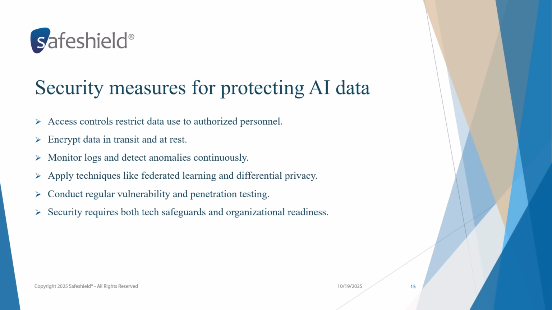Third, organizations must implement robust monitoring and logging. Continuous oversight of data access, model queries, and system activity can detect anomalies and potential breaches early. Fourth, techniques like differential privacy and federated learning enhance security by reducing the exposure of raw data. In federated learning, data remains on local devices and only model updates are shared, minimizing centralized risks. Finally, regular vulnerability assessments and penetration testing are essential. AI systems are evolving targets, and proactive testing helps identify weaknesses before attackers exploit them.